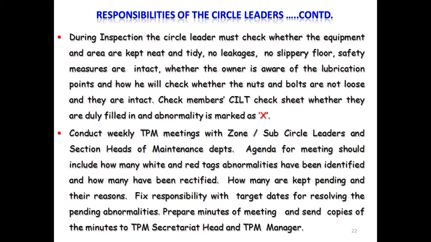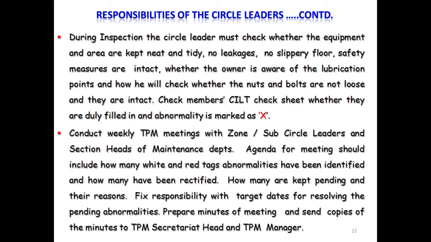During inspection, you must check whether the equipment and area are kept neat and tidy, with no leakages and no slippery floors, and safety measures are intact. Check whether the owner is aware of the lubrication points, and how he will check that nuts and bolts are not loose and are intact. Check the member's CLT check sheet, whether they are duly filled in and abnormalities are marked as X.